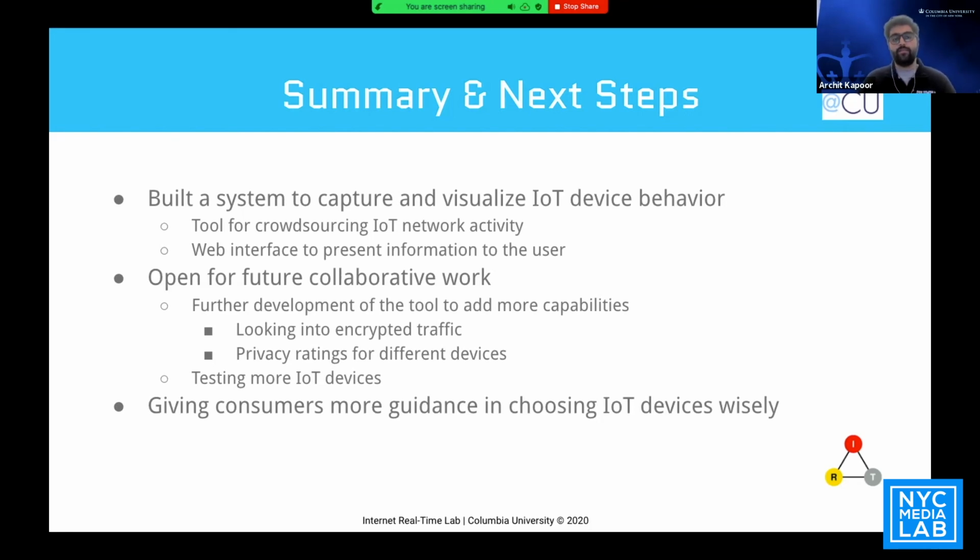And for next steps, further development of the tool can definitely be done to add more capabilities. Some capabilities that we think are interesting are looking into encrypted traffic to see what data is being exchanged, coming up with a privacy rating system based on the data that we've collected, and some more information to rate these IoT devices based on their privacy, and definitely testing more and more IoT devices. Finally, what we have built is a way to give consumers better guidance into choosing their next IoT product wisely. Thank you.